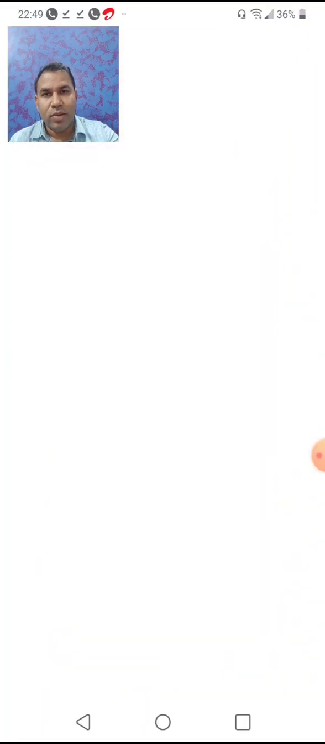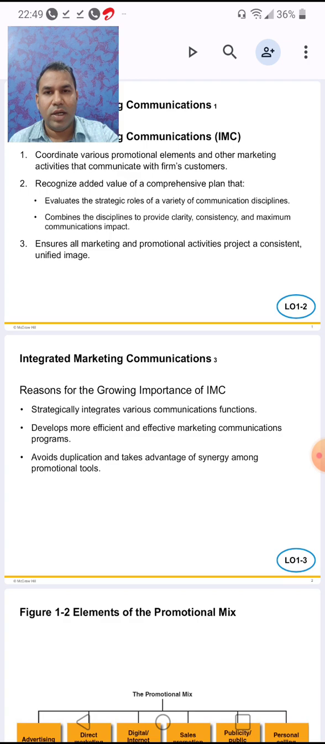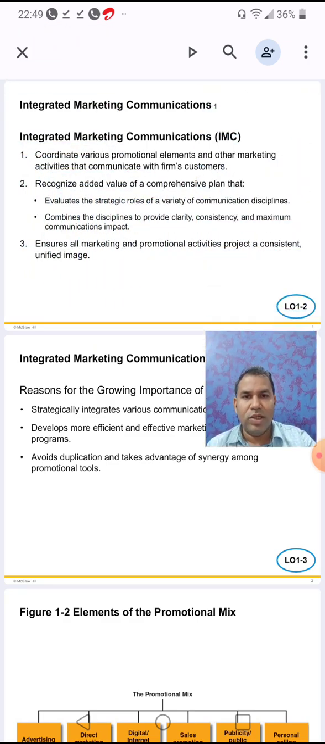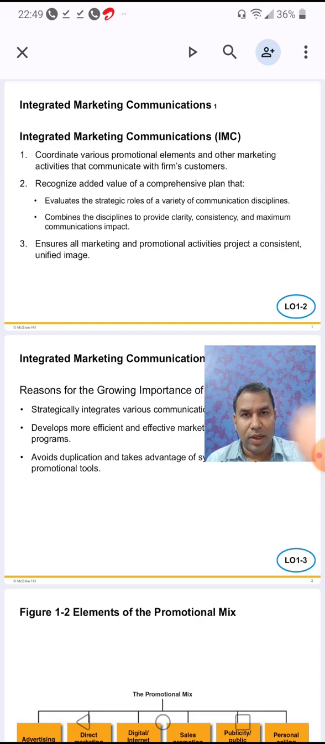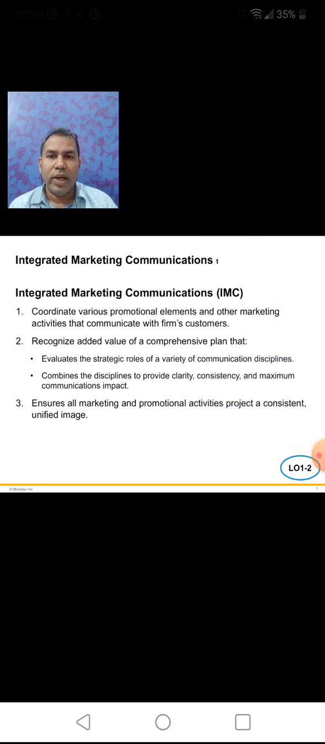So now I will come to the theory part of IMC, integrated marketing communication. See, what is IMC, integrated marketing communication? Okay, so it coordinates various promotional elements and other marketing activities that communicate with a firm's customers.